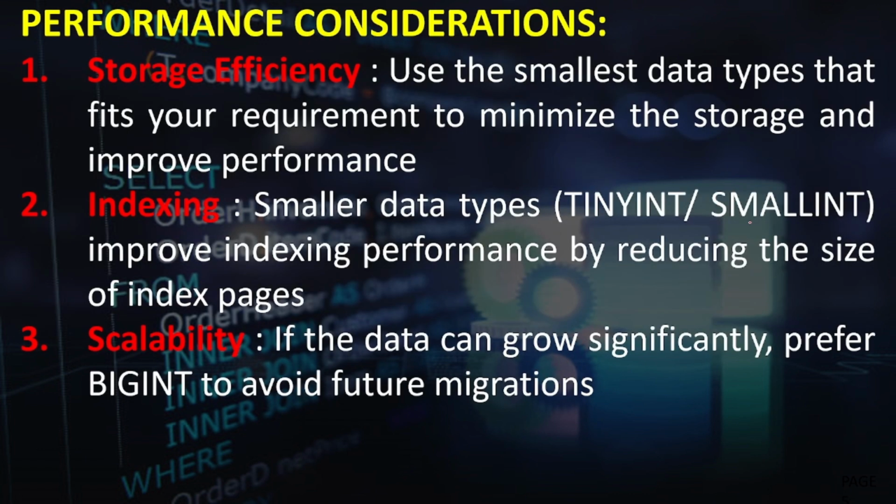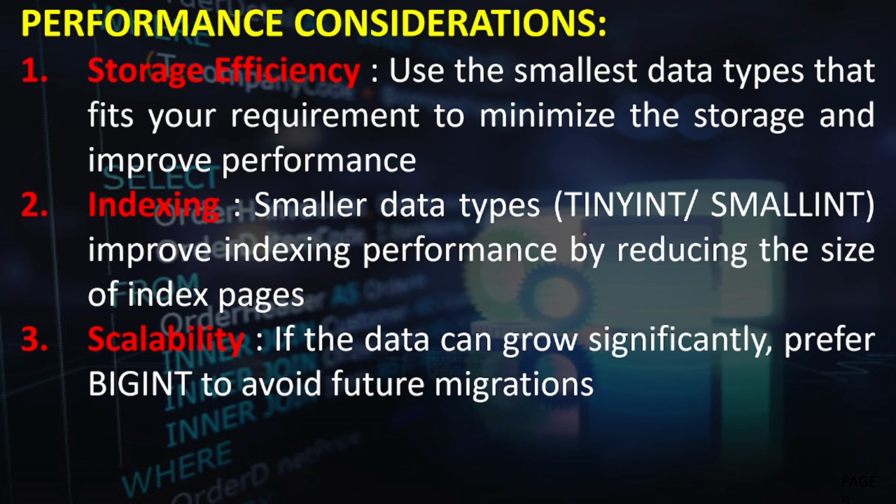Make sense? Going to see the performance considerations. Storage efficiency: use the smallest data type if you have storage constraints, and if you know that your work can be done with a smaller data type, you can use either of the smaller variants like tinyInt or SmallInt. Indexing: if it is a smaller data type, let's say tinyInt and SmallInt, then the indexing performance is significantly good.